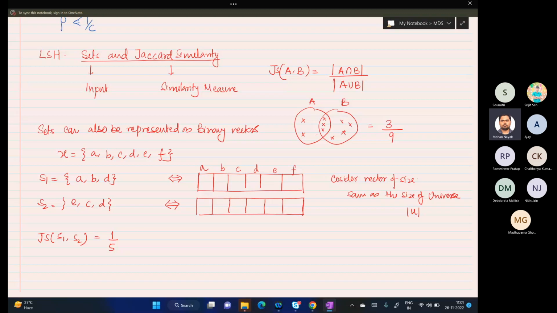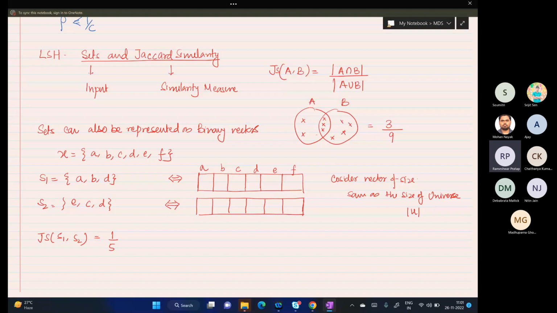Here our aim is to represent a set as a binary vector. First we see what the size of the binary vector should be. The size of the binary vector is the size of the universe, and each position is assigned to one element of the universe. Here our universe has A B C D E F, so we generate a six-dimensional vector, and each feature is assigned to A B C D E F respectively.